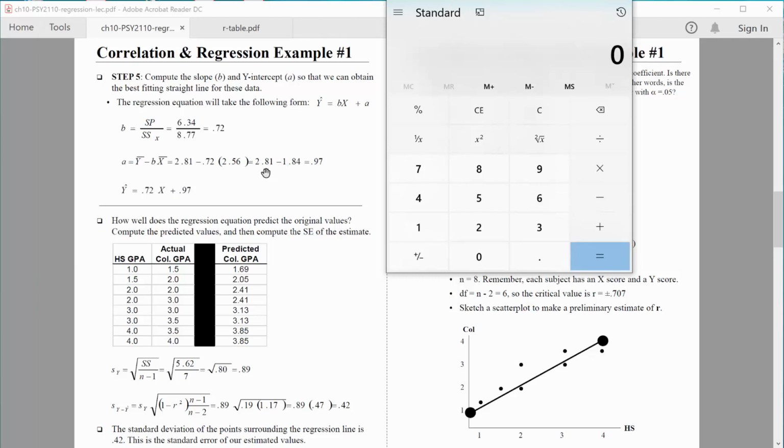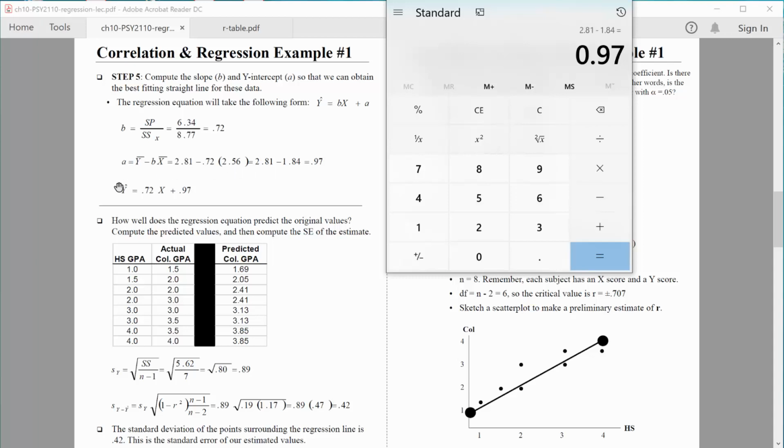So now we're left with 2.81 minus 1.84. The math involved here is pretty easy. The y-intercept equals 0.97. Remember, the y-intercept is the point at which that regression line crosses the y-axis. Said yet another way, if somebody had a high school GPA of 0, this equation would be predicting that they would have a college GPA of 0.97.